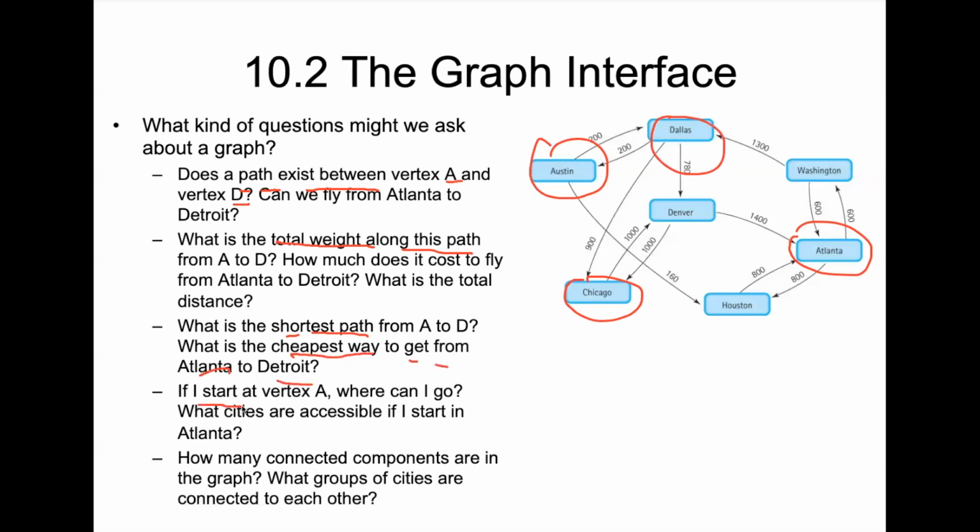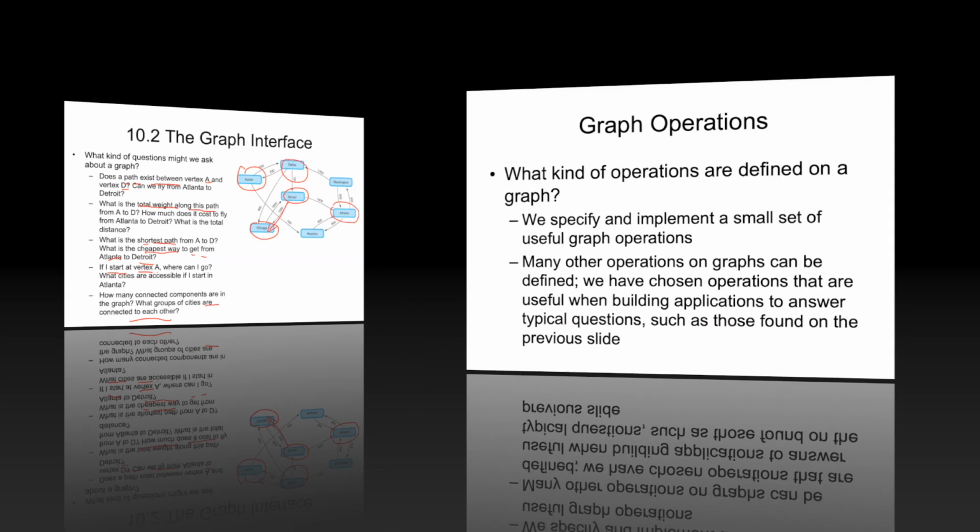If I start at vertex A, where can I go? Right? So there are many connected components, and these are connected, by the way, by edges. What groups of cities are connected to each other? These are the types of questions that we would like to infer from the graph. And using the graph, we can answer these questions.